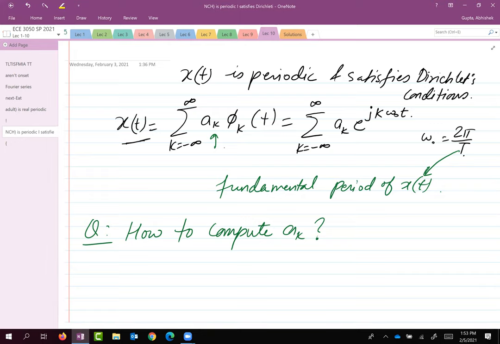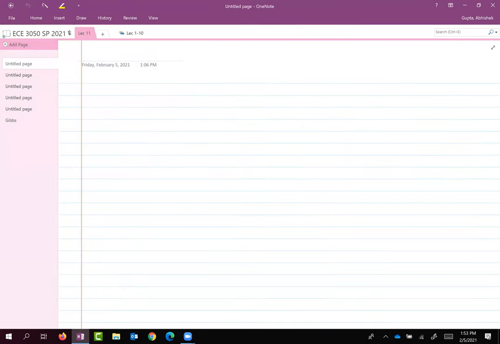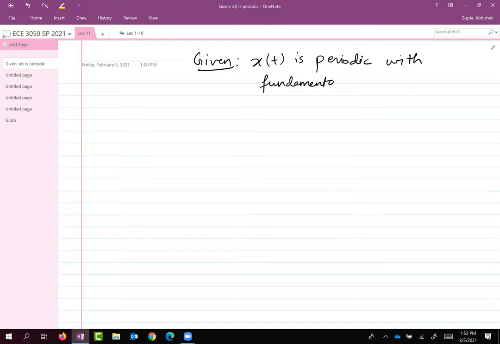So today we are going to talk about how to compute the Fourier series coefficients, these a_k. How do you compute them? That's what we'll be discussing in today's class. Okay, so what are we given? We are given that x(t) is periodic with fundamental period capital T. This is given to us.